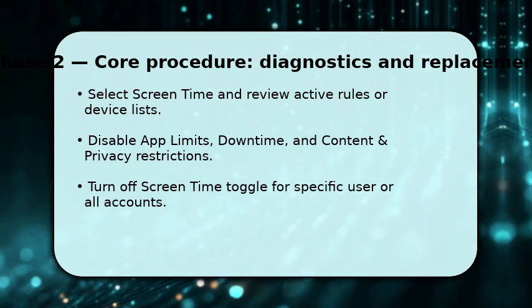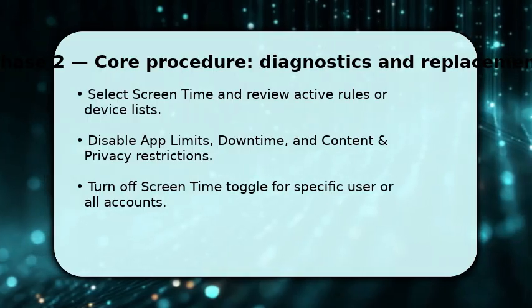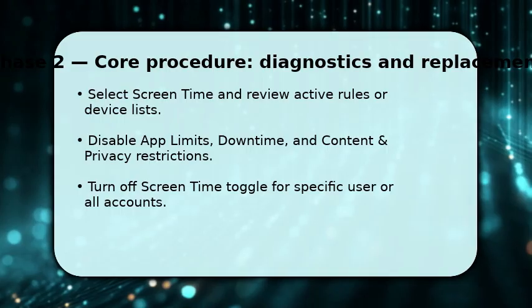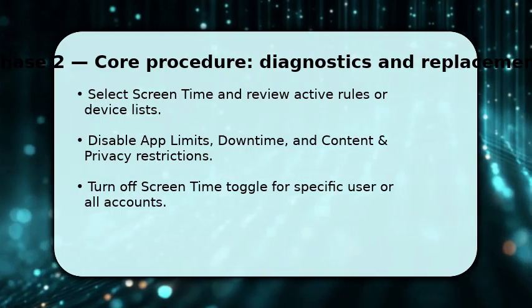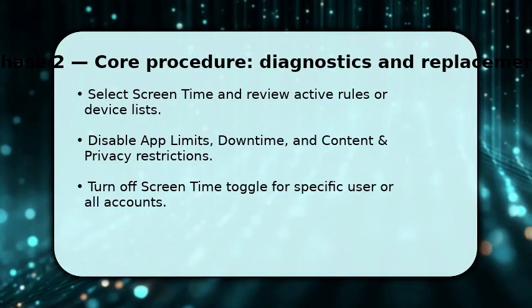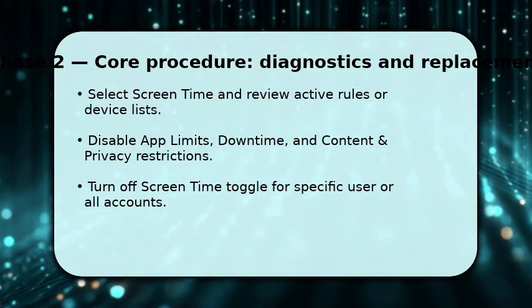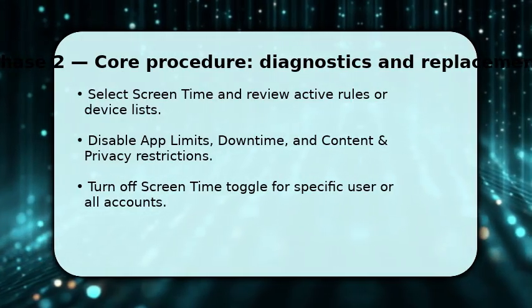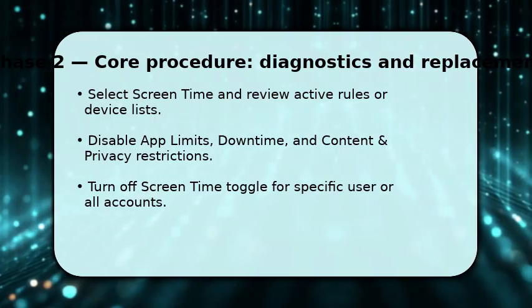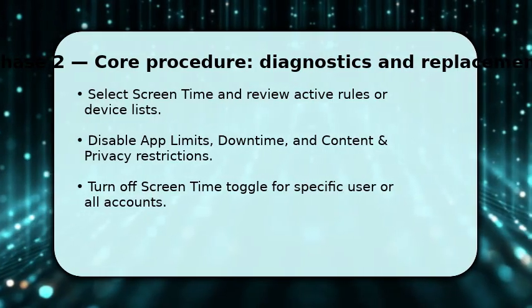Turn off app limits first, because it can block immediate access, then disable downtime and any content and privacy restrictions. Doing them in order prevents hidden locks. After that, flip the main screen time toggle to off. On macOS, it's a simple switch. On Windows, you remove the policy or toggle the family setting.